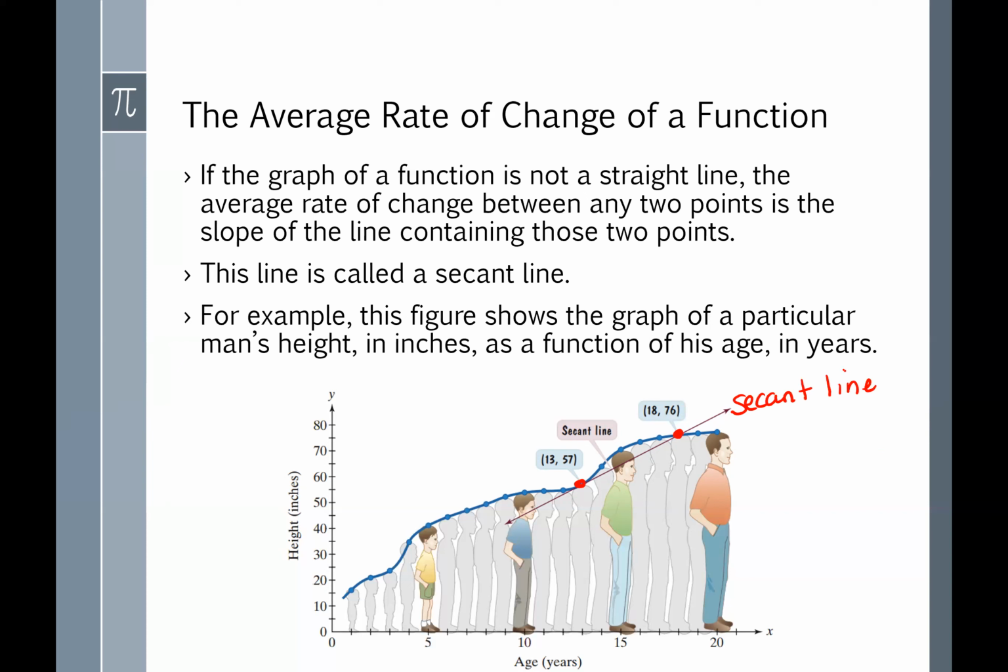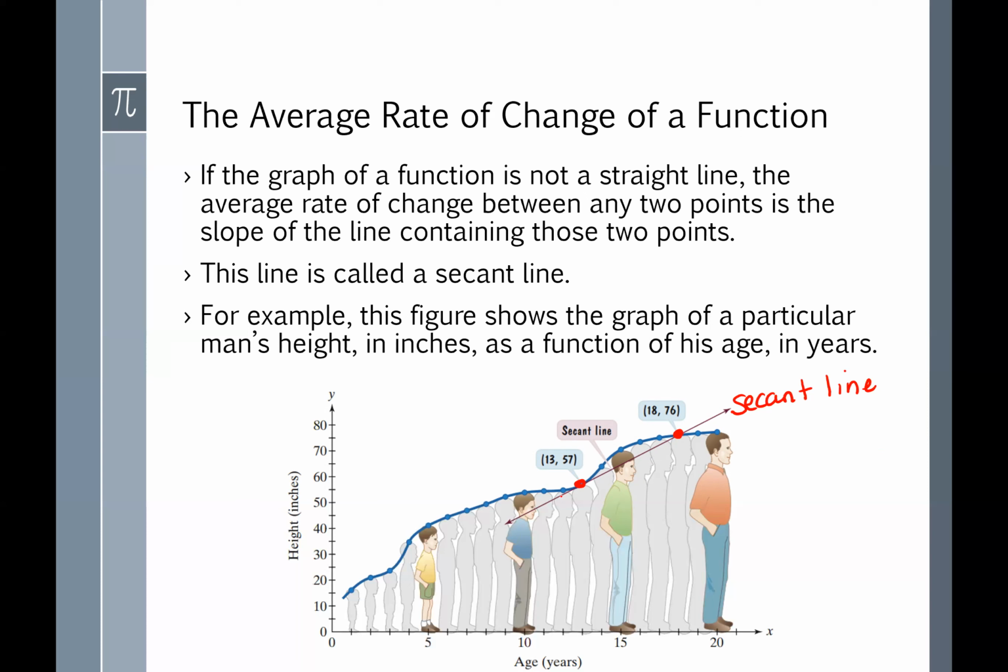So when I join 2 points on a curve with a line, that's called the secant line. And I can find the slope of a line. If given 2 points, I just plug it into the formula. Now, what I'm finding, again, is the average growth of this male human from ages 13 to 18. I'm not finding exactly how much he's growing each year, although I could do that. That's not what I'm doing here.